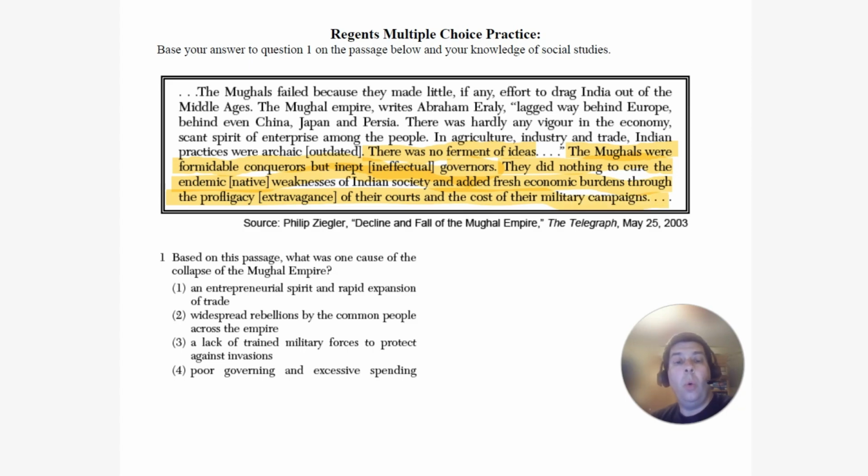Okay? So, we know we've eliminated the other 3. We think the answer is 4. But I want to point something out. After the ellipses, so always pay attention around there.